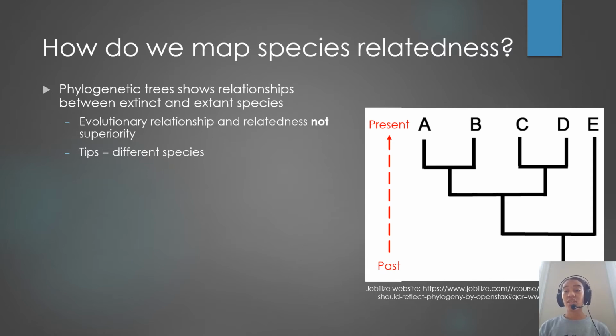The tips of a phylogenetic tree represent different species. So here, A, B, C, D, and E are all different species.